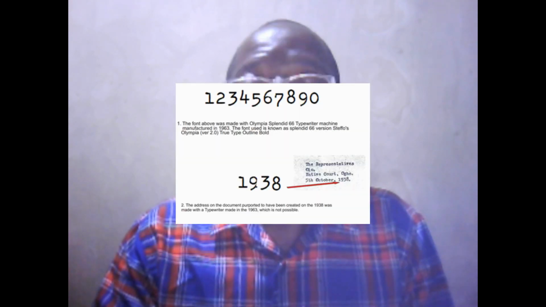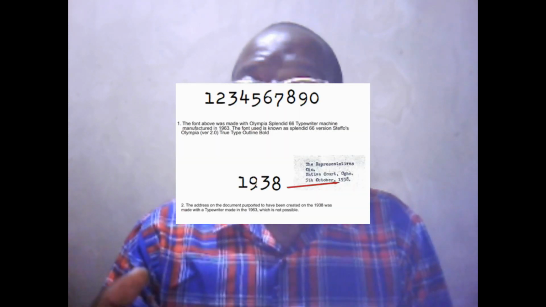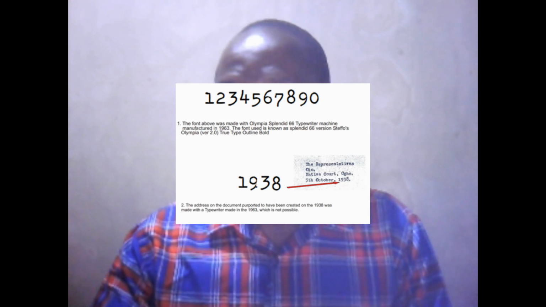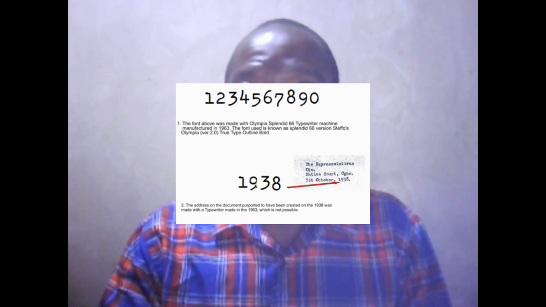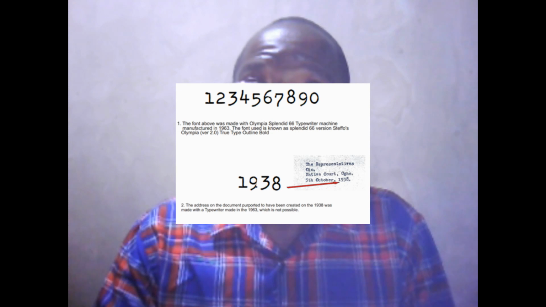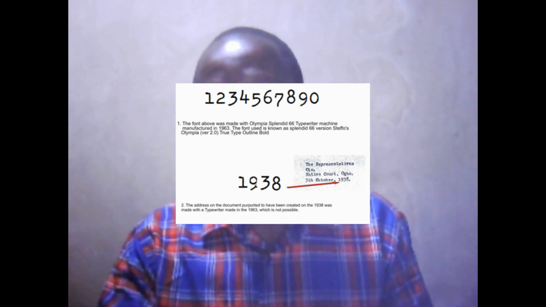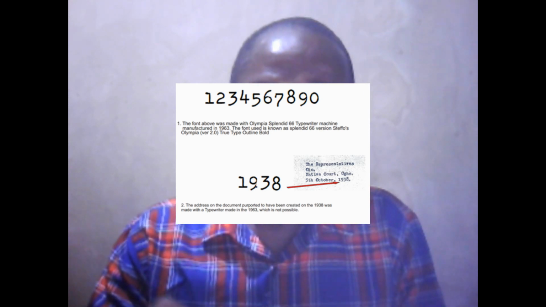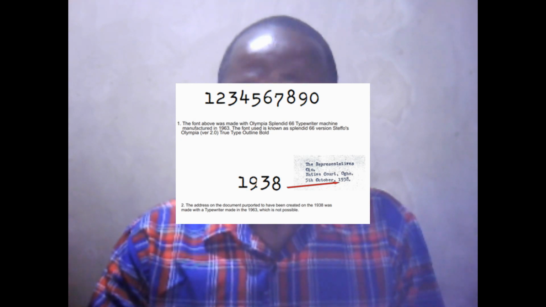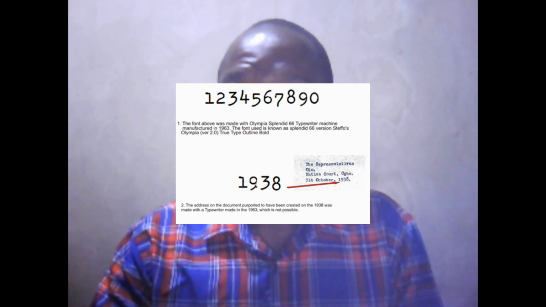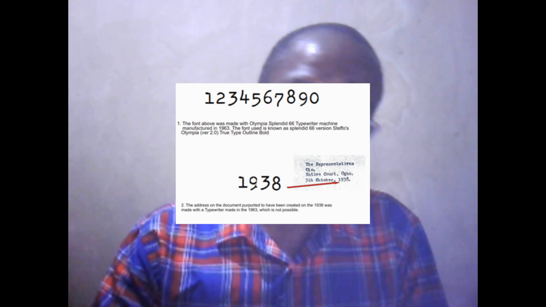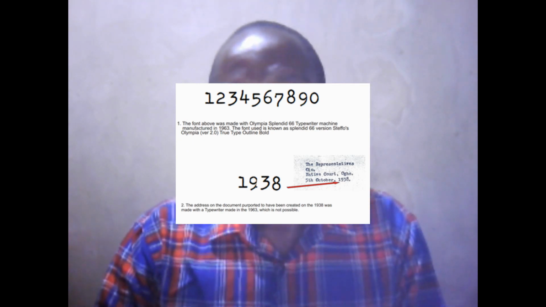Not long ago, a document was sent to our lab to determine whether it is genuine or not. On the document, the date of production says that the document was produced in the 1930s. Whereas after examining the font, we discovered that the font was produced by a machine invented in the 1960s, precisely in 1962.